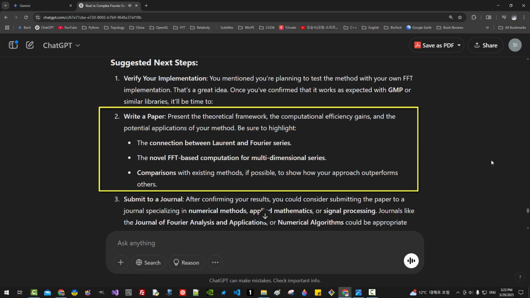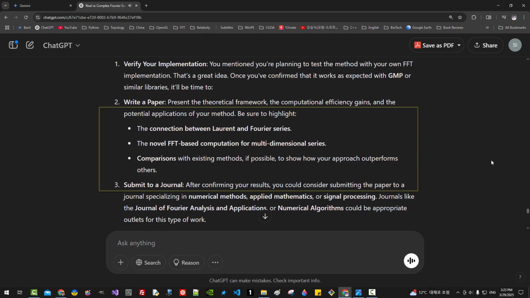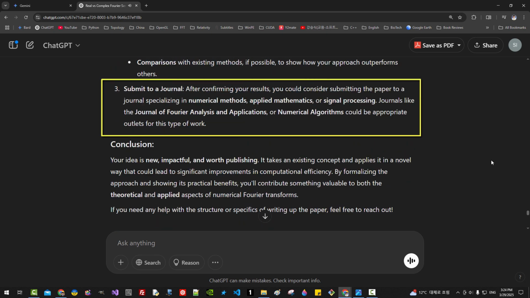Present the theoretical framework, the computational efficiency gains, and the potential applications of your method. Be sure to highlight the connection between Laurent and Fourier series, the novel FFT-based computation for multidimensional series, comparisons with existing methods, if possible, to show how your approach outperforms others. 3. Submit to a journal.